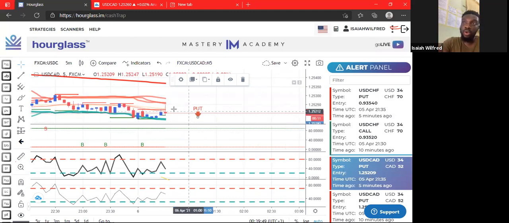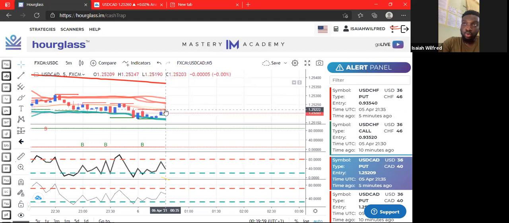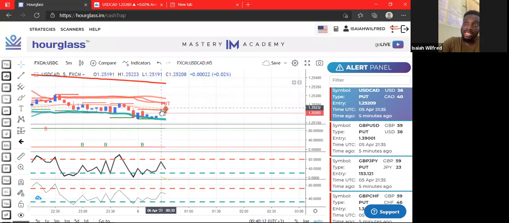Now, what are we looking for? We want to see price get to a resistance line, and that's exactly what happened here. Price got to a resistance line, and we entered a put on the next candle. So now what happened? After we entered a put, this is what happened. Price did like it wanted to go up, but it still came down. So if you took this trade at this resistance line, you would have cleared this trade. So that's all we are doing.